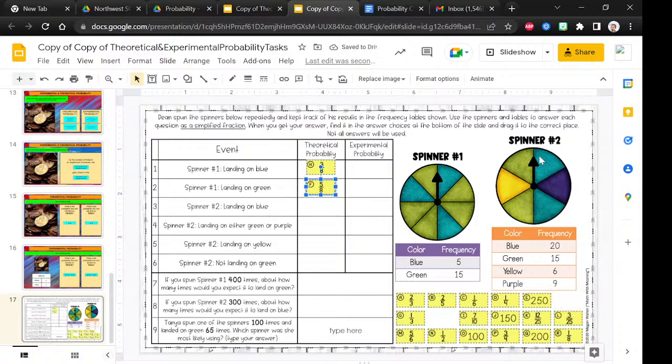Landing on a blue in spinner 2. Well, there's 2 spots, and there's 6 slots in total. 2/6 simplifies down to 1/3.